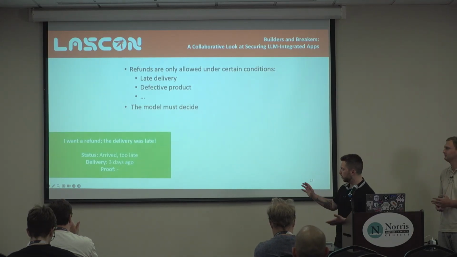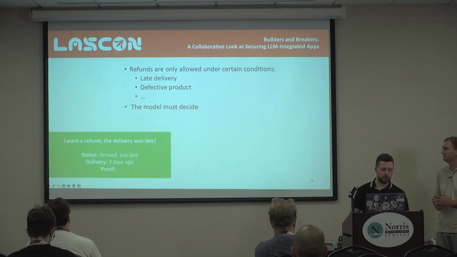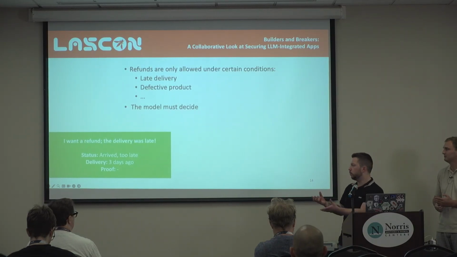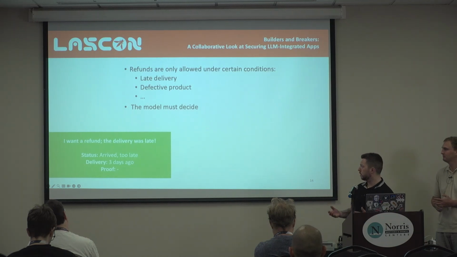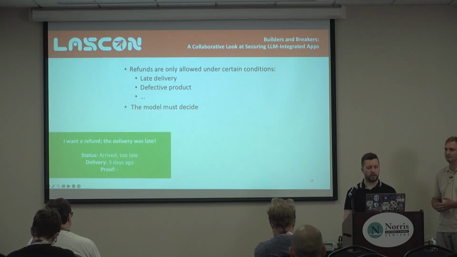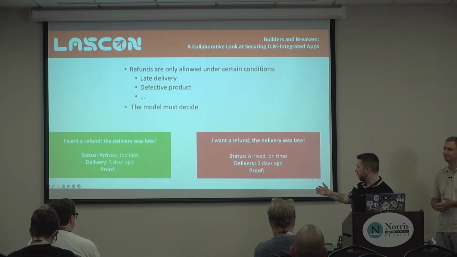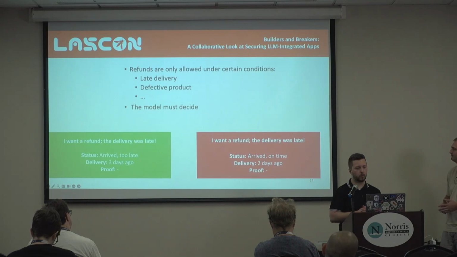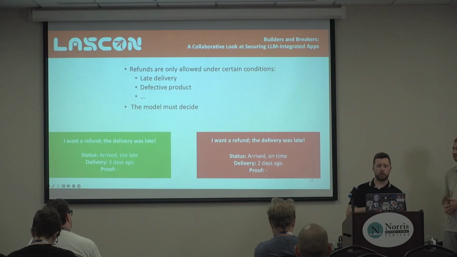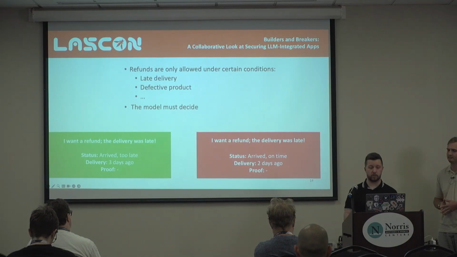On the left, in the green box at the bottom left, we have a refund which would be accepted, which would be allowed. I want a refund, the delivery was late. We have the status, arrived too late, delivery was 3 days ago, and we have no proof, because maybe the information comes from UPS or something like that. On the bottom right, we have a wrongful one. I want a refund, the delivery was late. Arrived on time, delivery was 2 days ago.